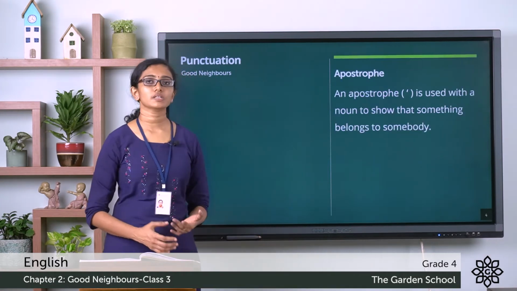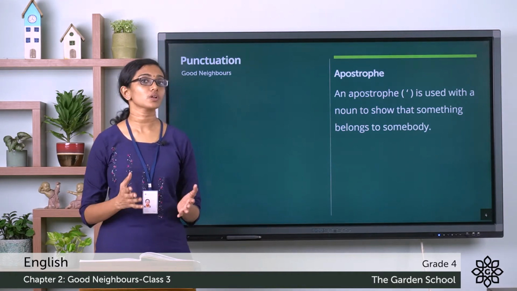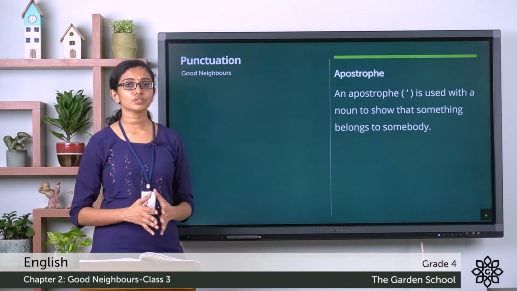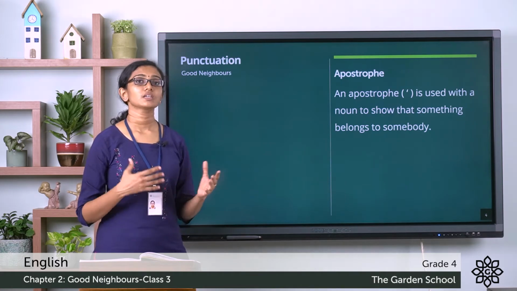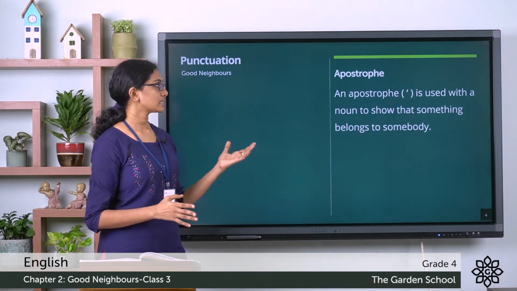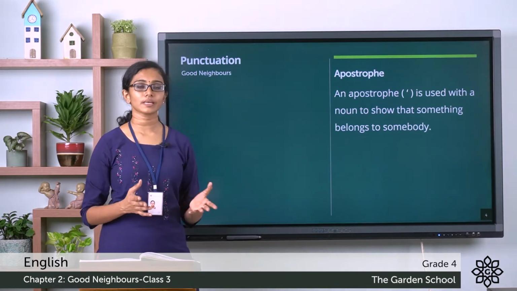This is the punctuation exercise. This is about the use of apostrophe. So, all of you know the apostrophe. This is the symbol apostrophe. This is used along with a noun to show the possession, that is, to show that something belongs to somebody. So, apostrophe is used with a noun to show that something belongs to somebody.